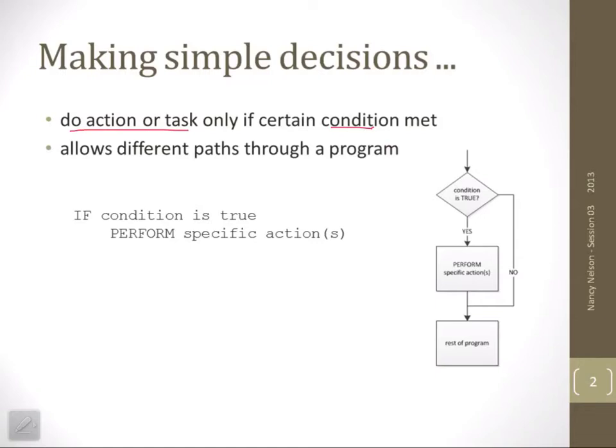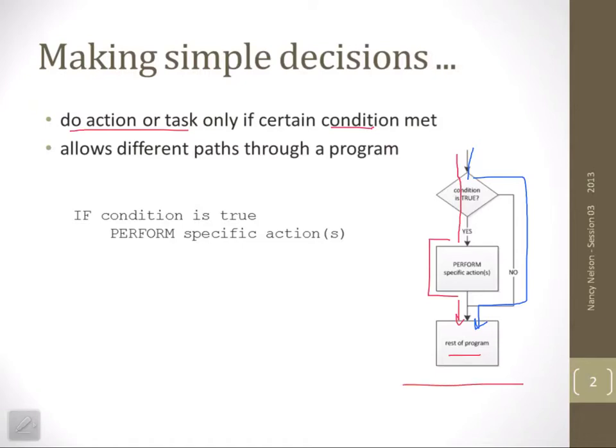So if, for example, we come down here and we test our condition, and it is true, we're going to come down and we're going to do this action, whatever that happens to be. When that's finished, we're going to continue on with the rest of the program. If, though, we test that condition and it's false, we're going to skip that block of code and continue on with the rest of the program.